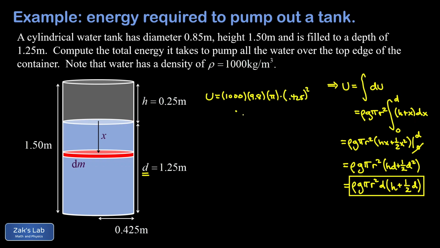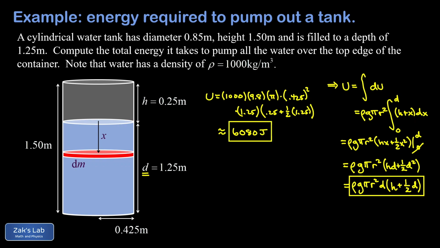And we'll just continue down here. Then I have to multiply by the depth of the water, which was 1.25 meters. And then multiply that by the quantity h plus 1/2 d. So that's 0.25 plus 1/2 times 1.25. And when I run the numbers on this to 3 significant digits, I get 6,080 joules.